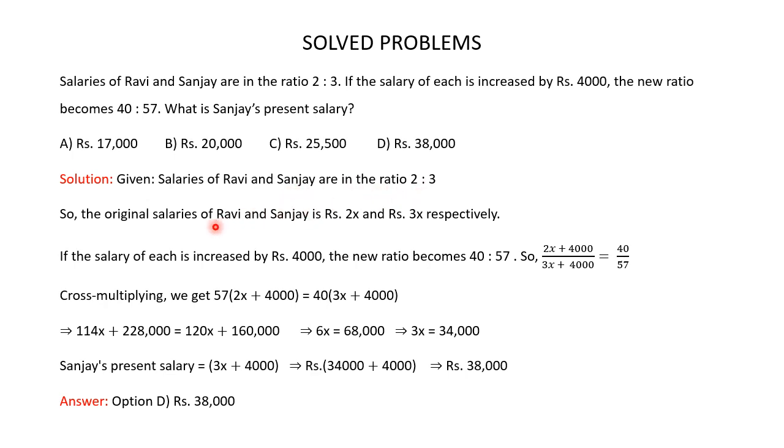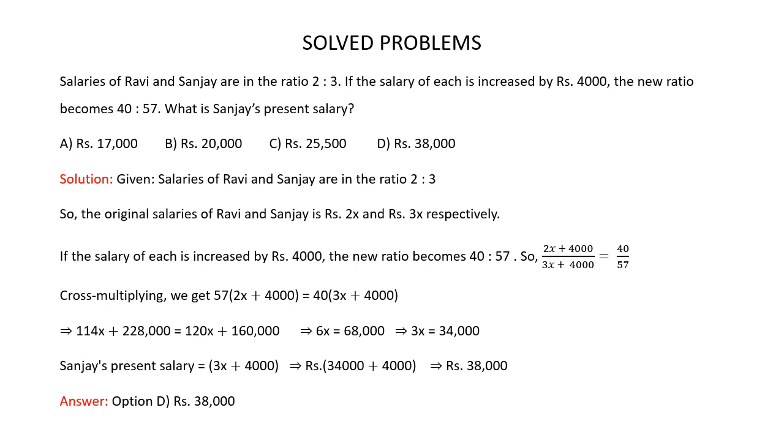So the original salaries of Ravi and Sanjay are rupees 2x and rupees 3x respectively. Now if the salary of each is increased by rupees 4,000, the new ratio becomes 40:57. This means (2x plus 4,000) divided by (3x plus 4,000) is equal to 40 divided by 57. On cross multiplying, we get 57 multiplied by (2x plus 4,000) is equal to 40 multiplied by (3x plus 4,000). On solving this, we get 6x is equal to 68,000, which means 3x is equal to 34,000.